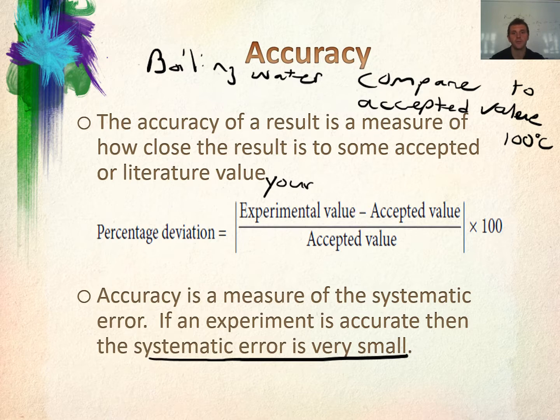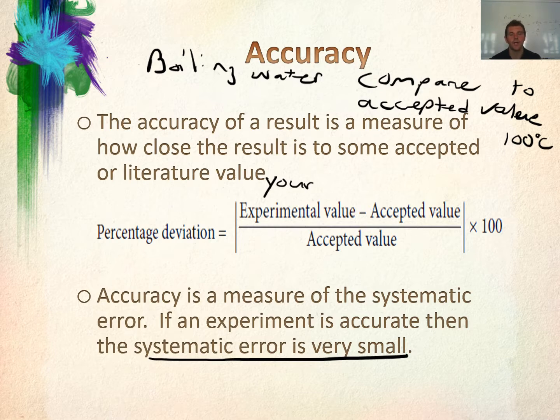The accuracy of the result is a measure of how close the result is to an accepted or literature value. So if we were boiling water, we would compare our results to the accepted value, which is 100 degrees Celsius. So if we're looking to figure out how accurate we are, we would compare our value to 100 degrees Celsius and see from there.